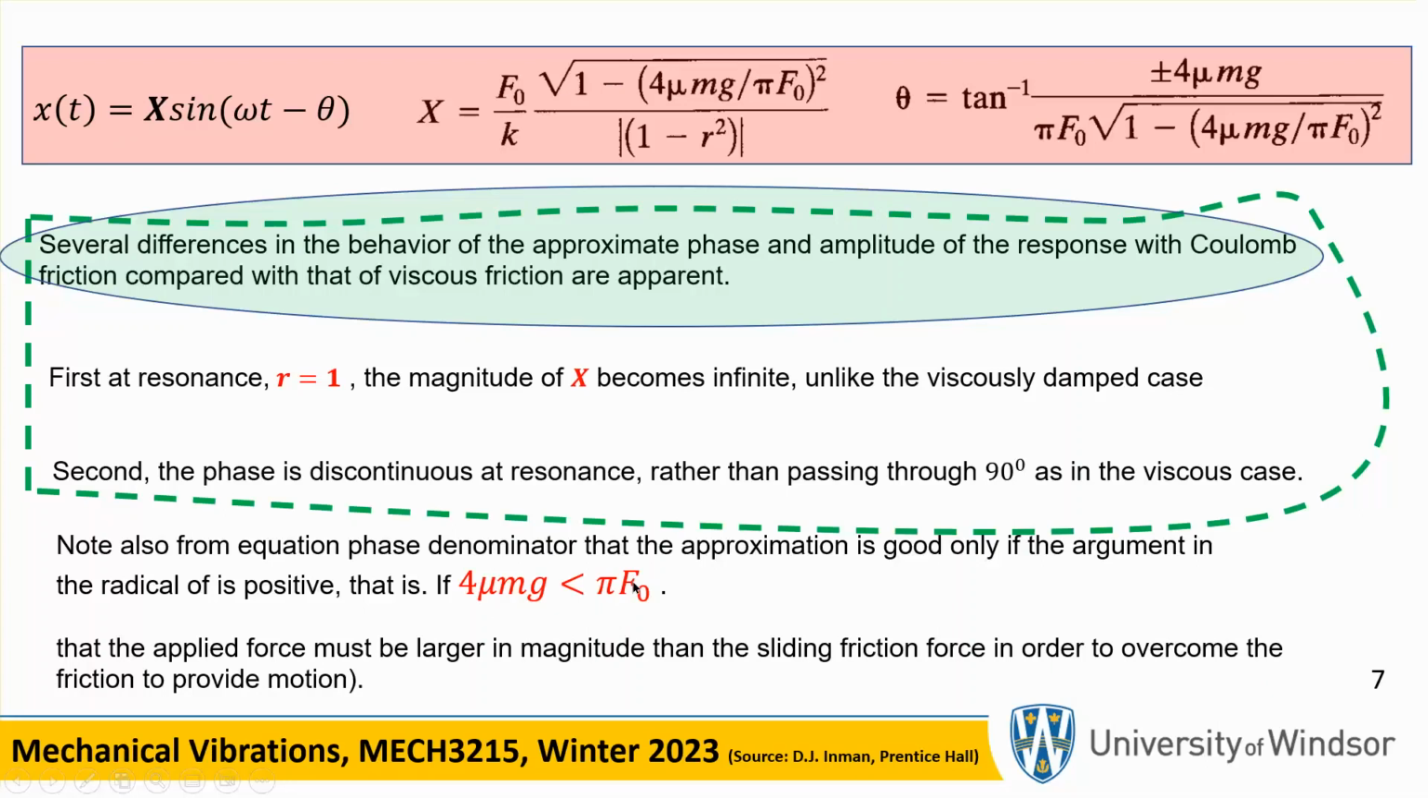So it says that the applied force, F naught, remember, this is the amplitude of the applied force, must be bigger than mu mg. Of course, this must be bigger than 4 over pi mu mg, but that includes being bigger than mu mg. So the applied force must be larger in magnitude than the sliding friction force. Sliding friction force is that mu mg. So F naught must be bigger than 4 over pi mu mg, which means automatically it's going to be bigger than mu mg.